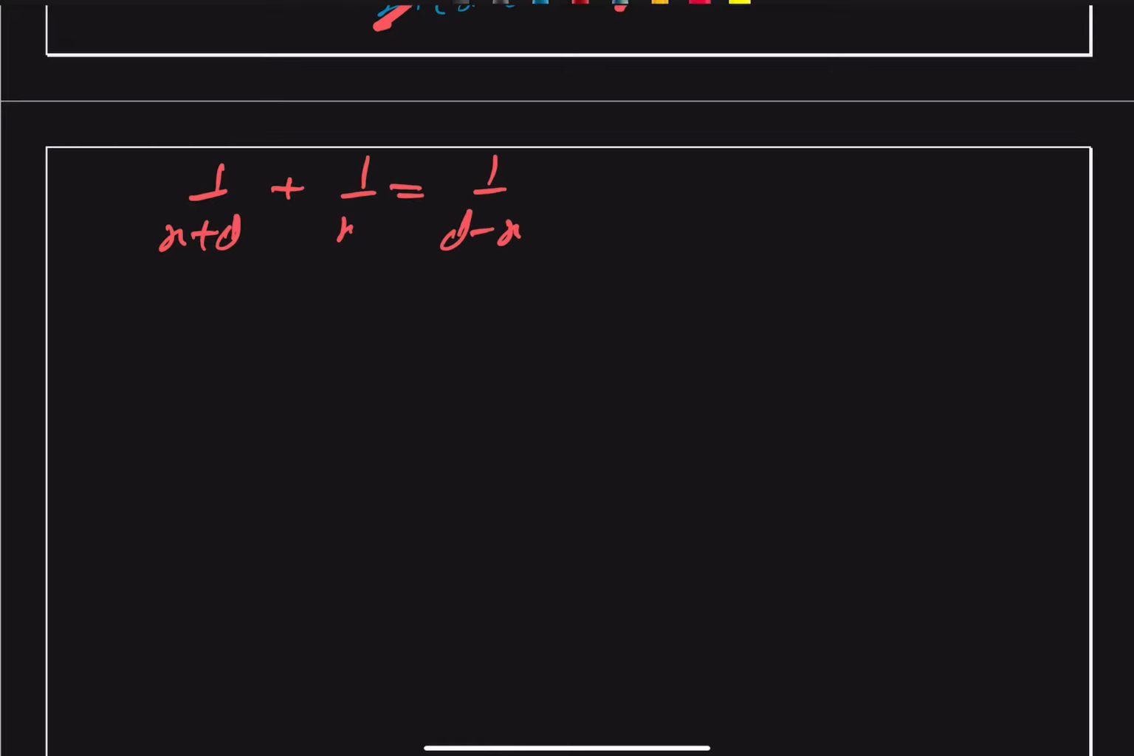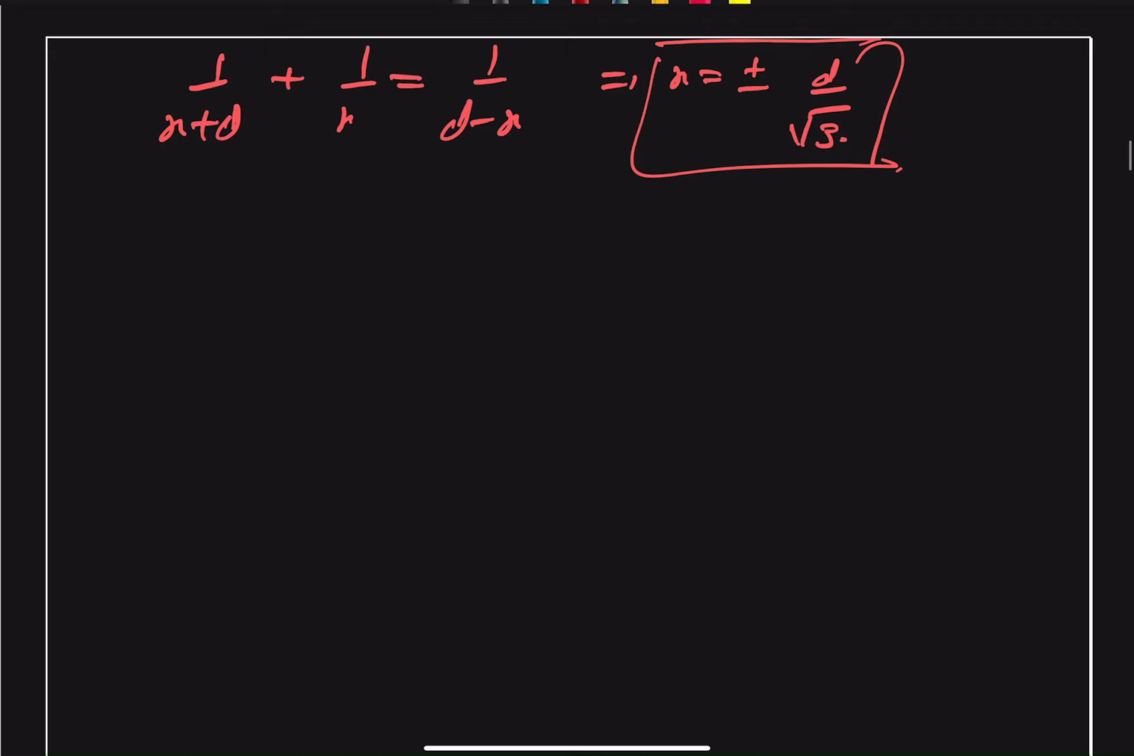And if you solve this equation, we are going to get that x is equal to plus minus d upon square root of 3. So this is your first part. Now we come to part B.